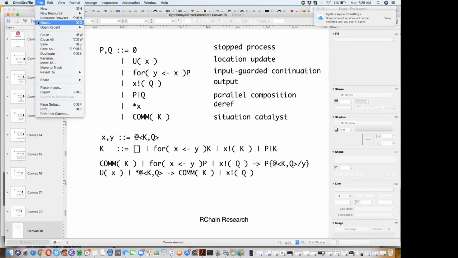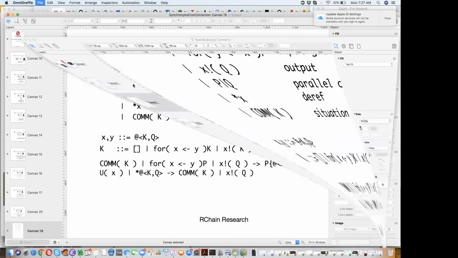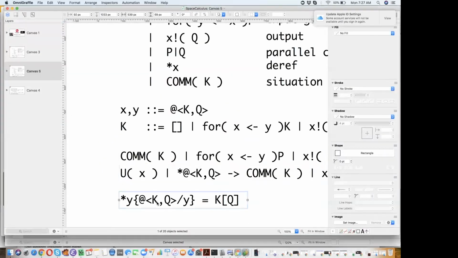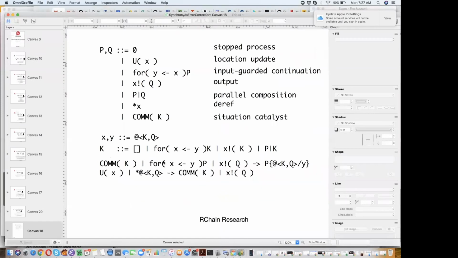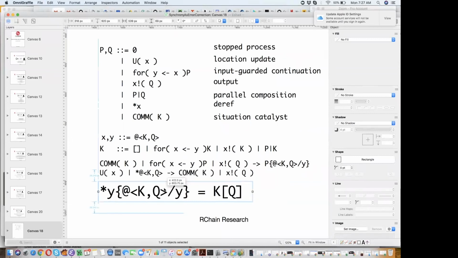Can I quickly ask what the rules for taking a catalyst are? Like, does it have to be in par with the reduction that's about to happen? Yeah, that's what this rule says. Has to be in par. Okay, thanks.